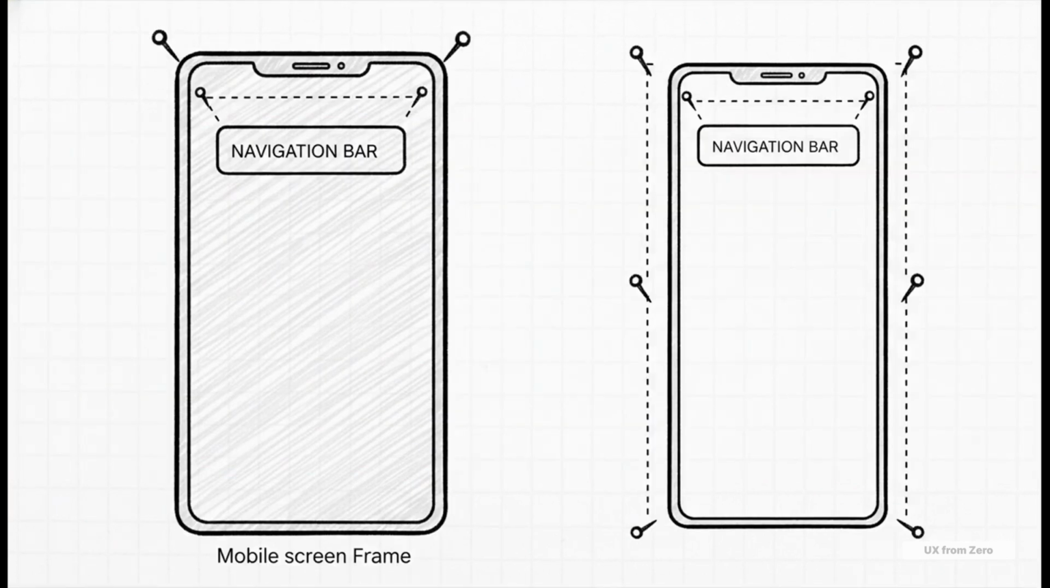Okay, the last thing for our core toolkit is constraints. Now, this sounds way more complicated than it is. It's simply how you tell an element where to stick inside a frame when it gets resized. You can pin a logo to the top left, or make sure a menu stays stuck to the top. It just makes sure your designs don't fall apart.